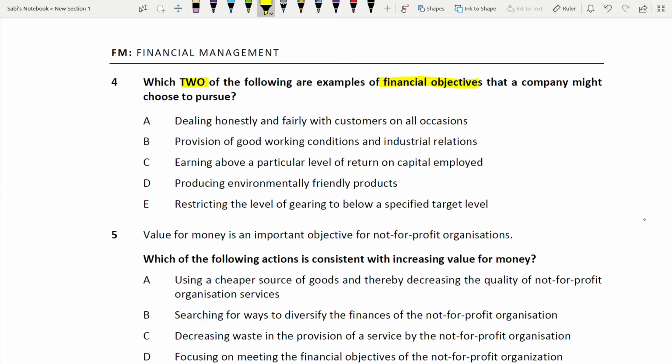We'll keep it here. And then, protecting environmentally friendly product. No. The last one is restricting the level of gearing below a specified target level. So the answer is C and the answer is E, because this talked about earning, which is financial, and this talked about gearing, which is again a financial objective.